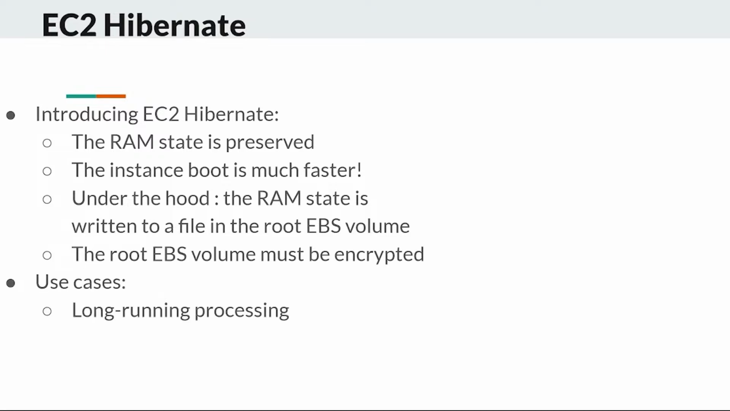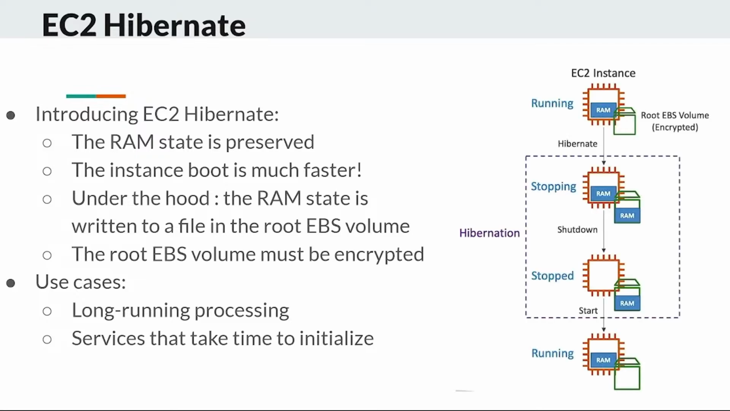Use cases: whenever we have a long-running process, or services that take time to initialize, we can hibernate our EC2 instance. There we can use EC2 hibernation. This is the picture depicting EC2 hibernation. In hibernation, your EC2 instance doesn't actually shut down. It is running in the background, but you have to provide memory for that. We will also see that in our hands-on.